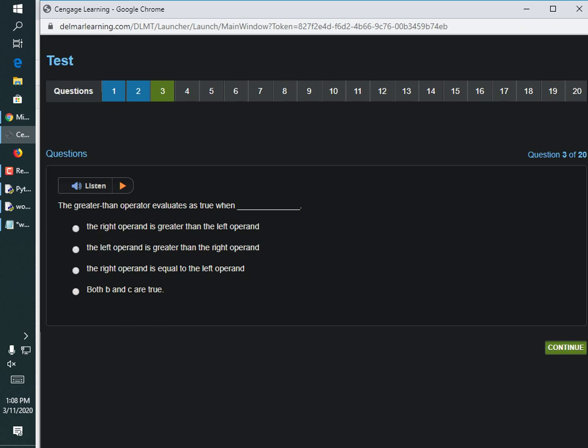The right operand is greater than the left operand. No, that's definitely false. And both B and C are true. No. When this is true would be if it was less than or equal. Because then it's true that it will trigger if the right is equal to the left, right? But it's not less than or equal. It's just less than. So, there we go.